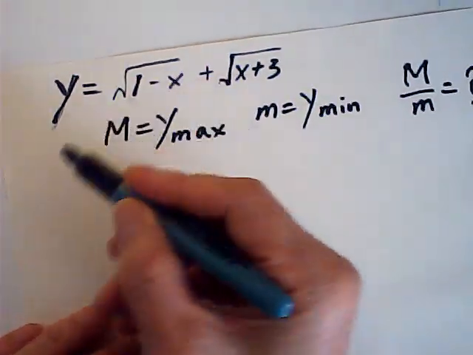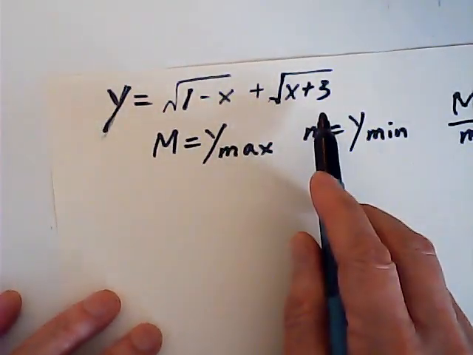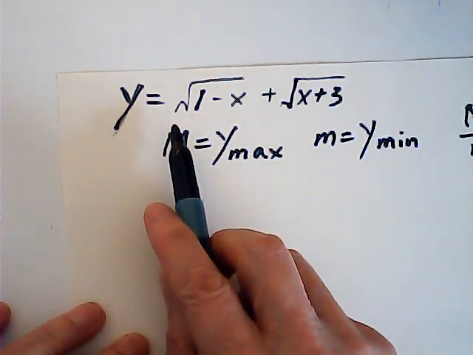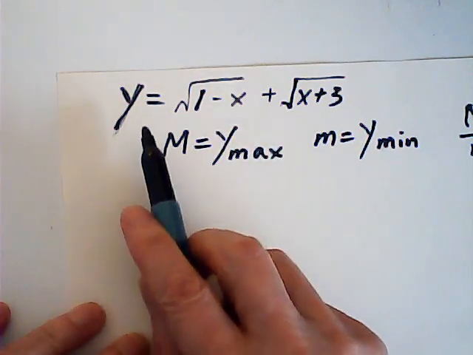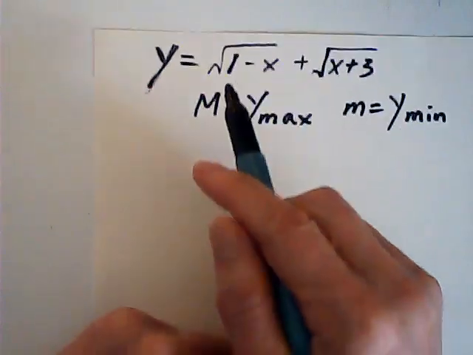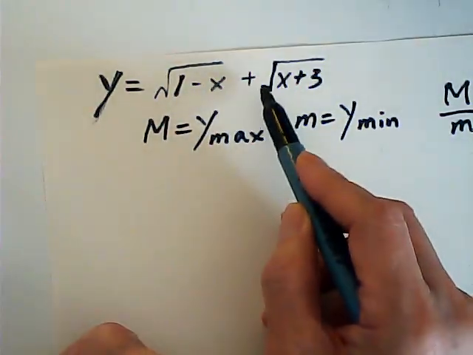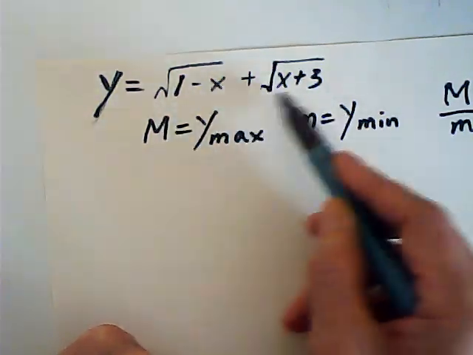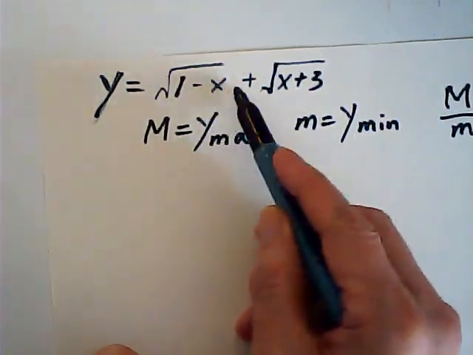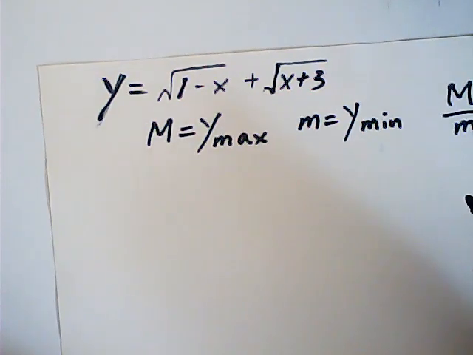Now method one. Method one is that since this y is equal to the sum of two square roots, therefore y must be non-negative. Y cannot be negative, right? Positive or zero. So y is positive or zero.